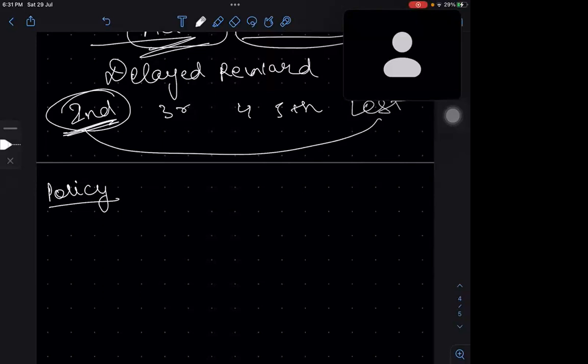Someone is asking, can a move in chess have both immediate and delayed reward? Suppose I'm taking my last move and I lost the game. That is an immediate reward. That last move was the incorrect move. Delayed reward in chess is when I took a move, and after some time I lost because of the move which I had taken some time before. That is basically the delayed reward.